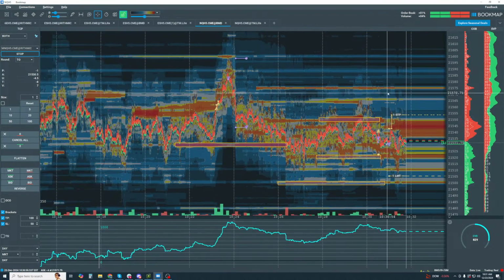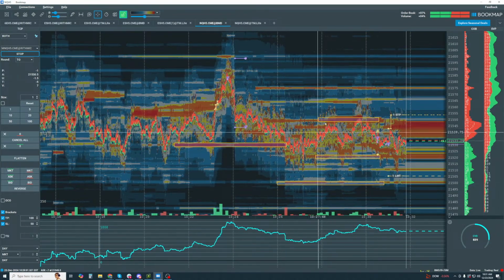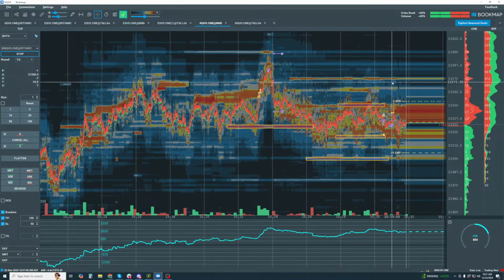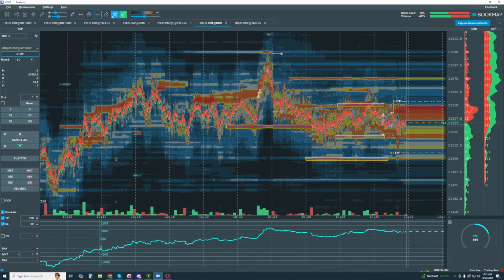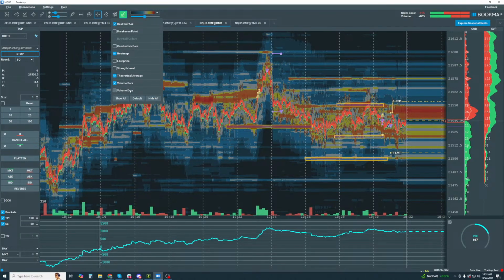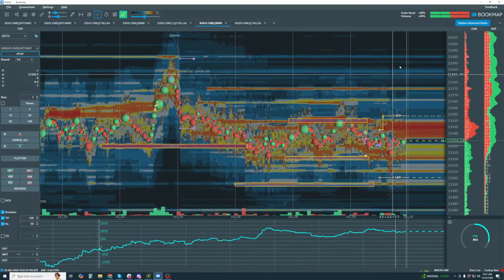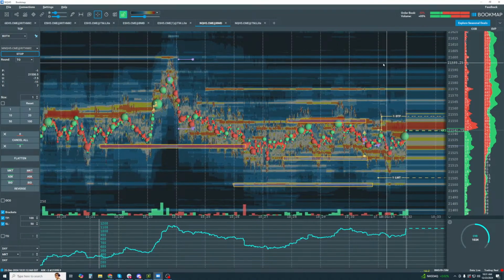Right, so I'm looking for a break of this trading range in here. Will I get it? Well, we'll see. Okay, now let's turn the volume dots back on, and let's look at the context here. And this is where the rubber really meets the road.